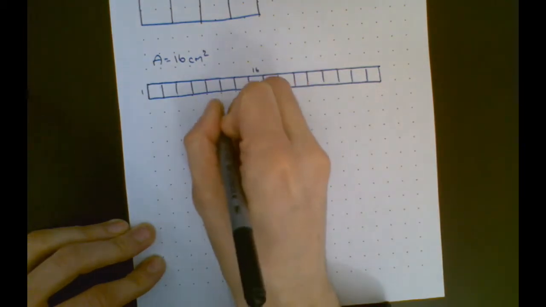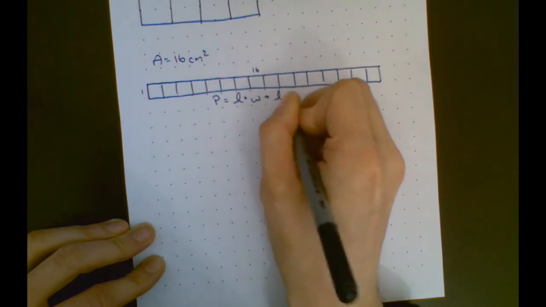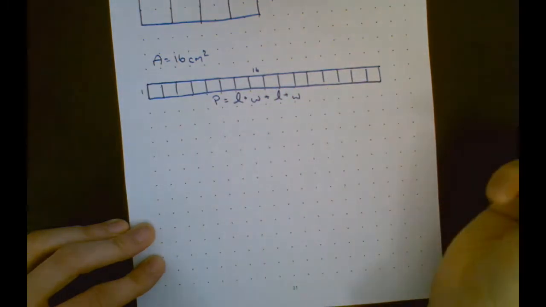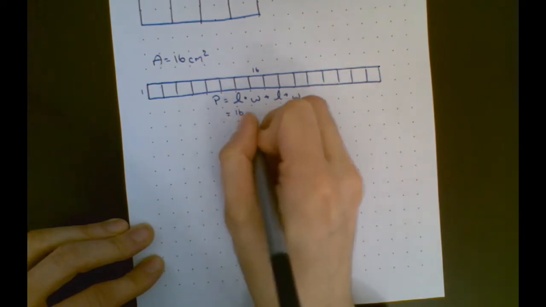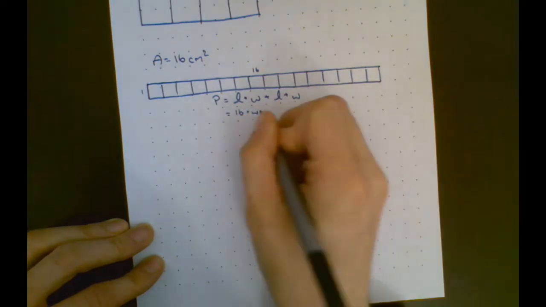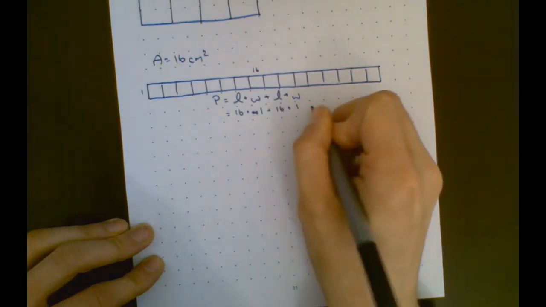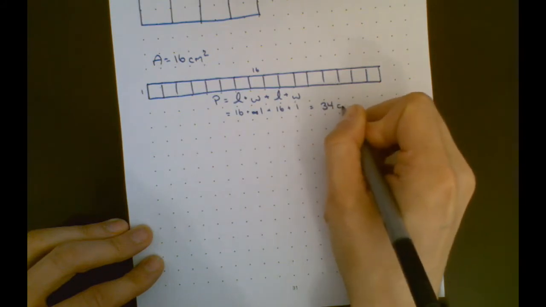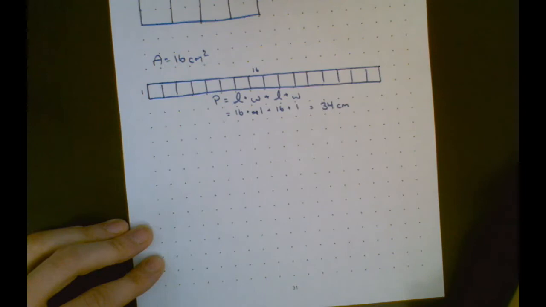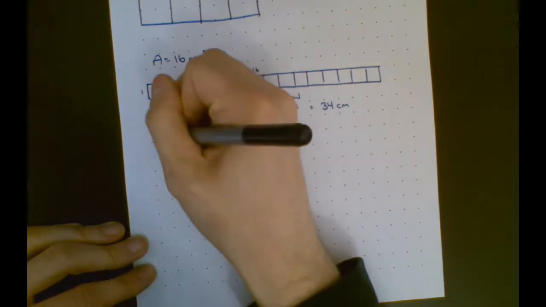Now if you remember back, I used a little formula for calculating perimeter. We're just going to keep track of the perimeters as we go. So I've got a length of 16 and a width of 1, which gives me an overall perimeter of 34 centimeters. Fantastic.